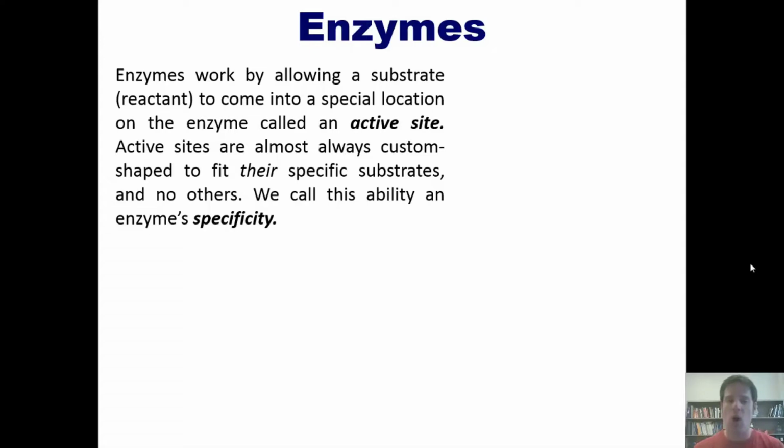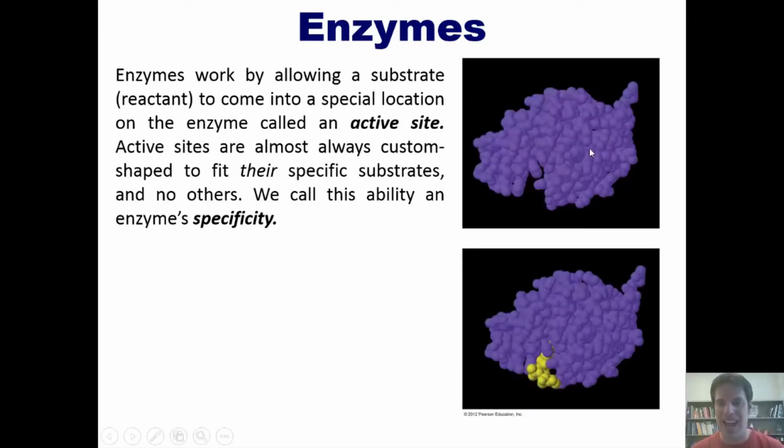Active sites are almost always custom shaped to fit their specific substrates and no others. We call this ability of an enzyme to be custom fit to its particular substrate its specificity. In this diagram, we can see an enzyme whose physical shape is represented by all these purple blobs, where it is not interacting with a reactant or substrate. When it comes closer in to a substrate, the substrate docks in its active site.